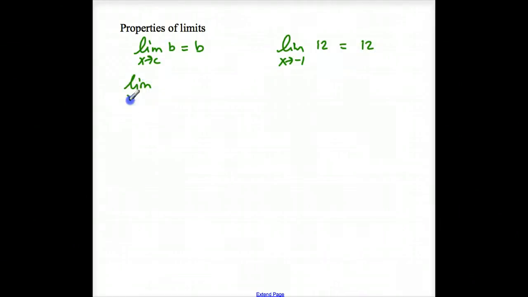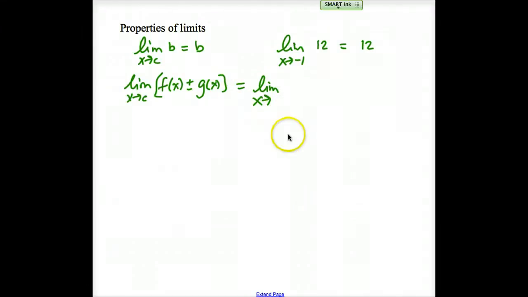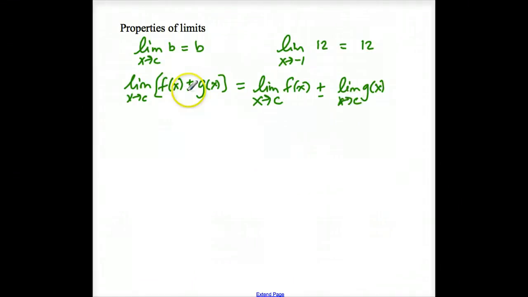If you want to find the limit as x approaches c of the function f either added or subtracted to g, so this is two properties merged together, the limit of f of x plus g of x and the limit of f of x minus g of x, either one of those will equal the limit as x approaches c of f of x plus or minus the limit of g of x as x approaches c. So what that means is if I wanted the limit of the sum of the two functions, I don't have to add them together first and then plug c in.